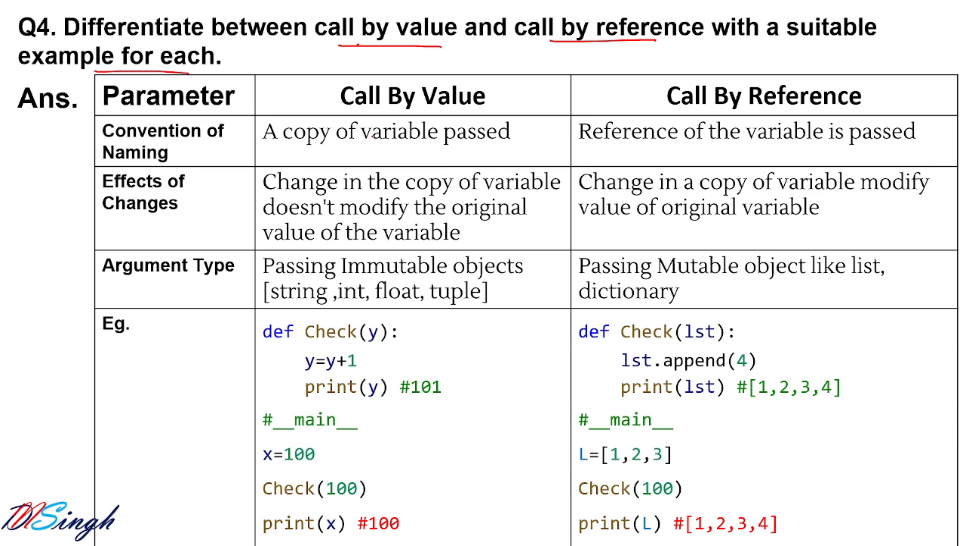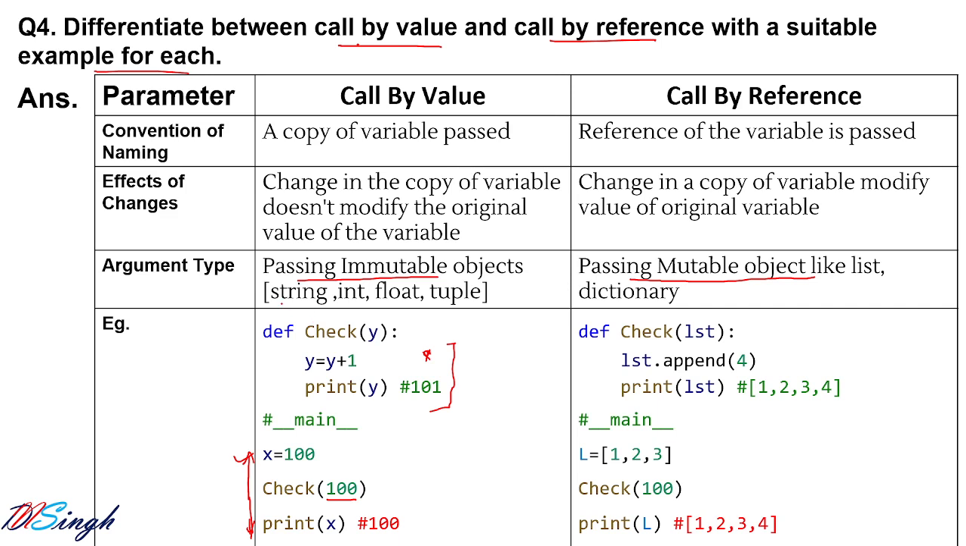A copy of a variable is passed in call by value. So when you pass 100, it is an immutable object. Whenever an immutable object is passed, it is like call by value in Python. Whenever a mutable object is passed, it is like call by reference in Python. Whenever an immutable object is passed, if you change anything in that object inside the function, no effect will be propagated to the main function, the place from which it was passed.